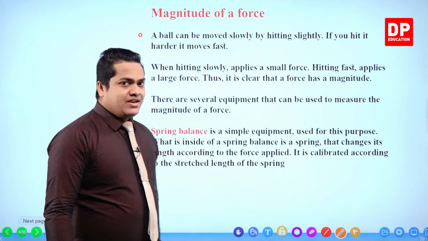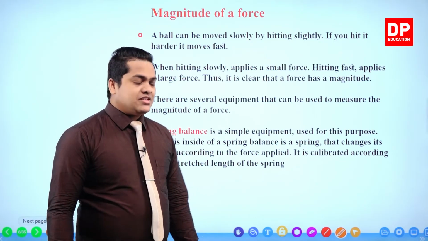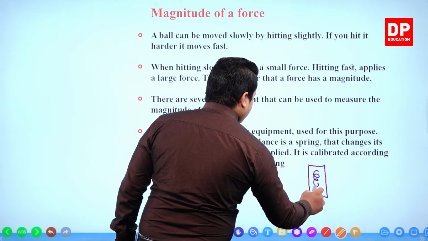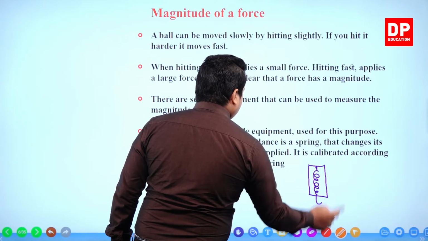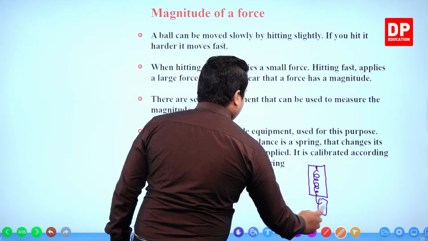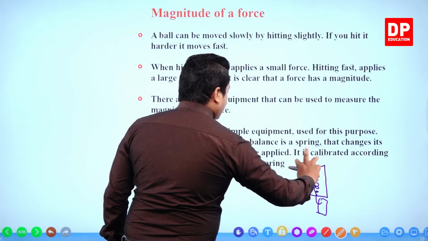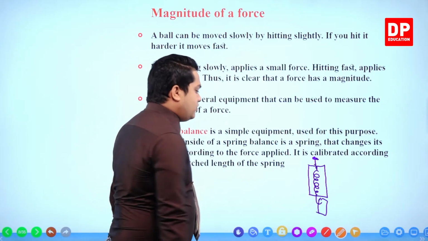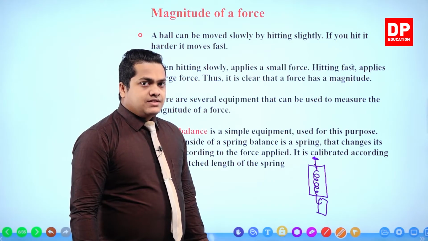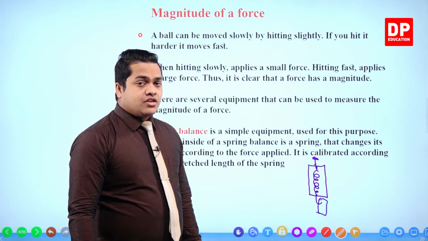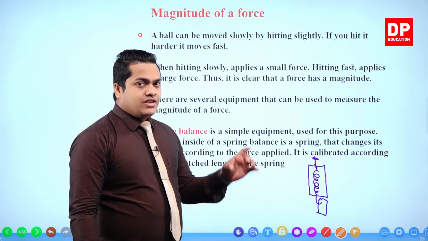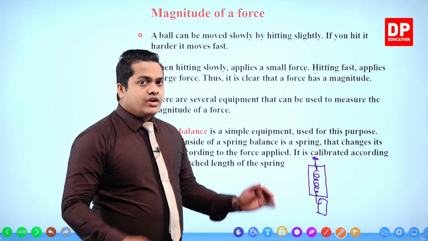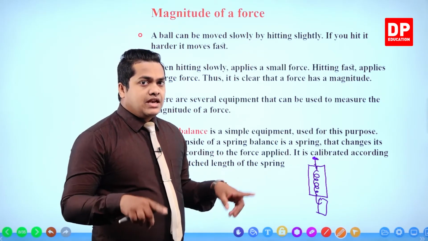So inside a spring balance, my dear children, you can observe a spring. There is a spring within the spring balance like this, right? The spring is fixed like this. So upon applying forces, when pushing or pulling it, the length of the spring is going to change. The scale of the spring balance is calibrated according to the stretched length of the spring. So by using that scale, you can measure the magnitude of the force.